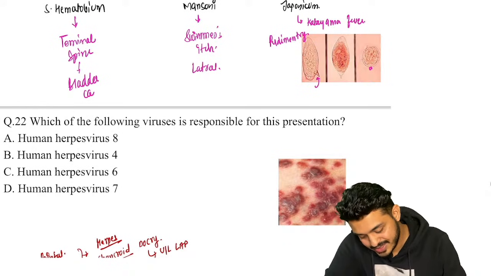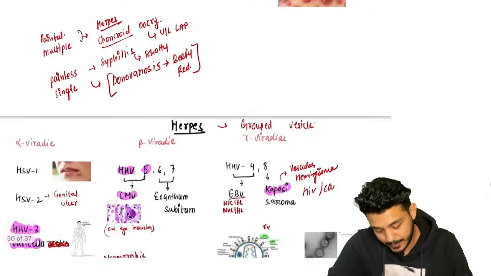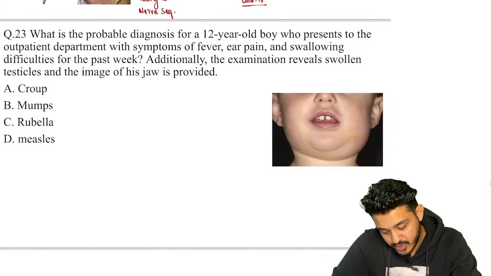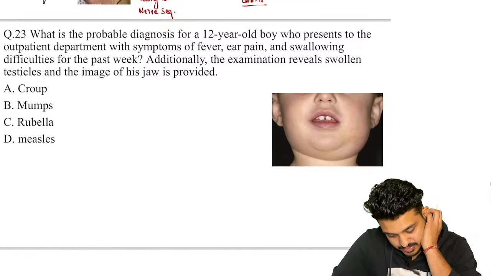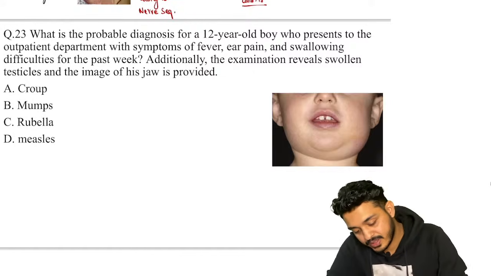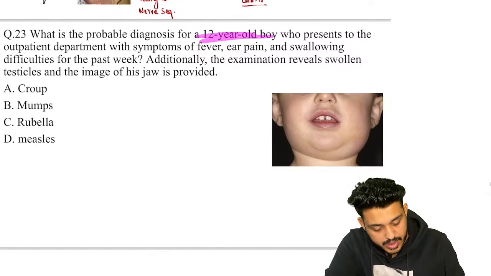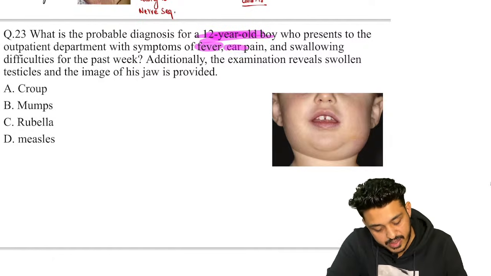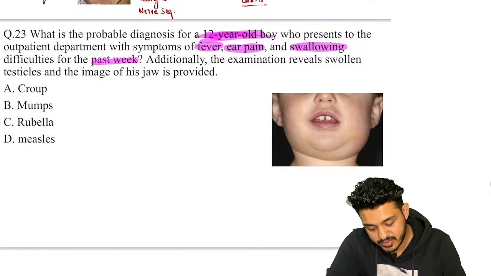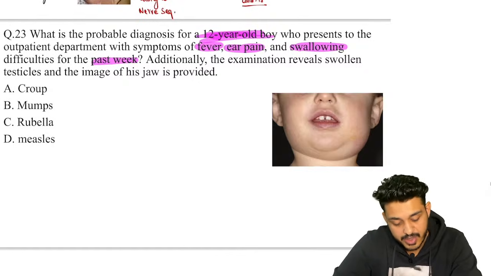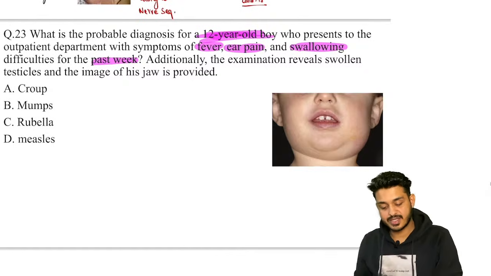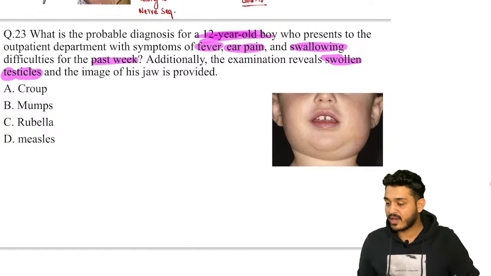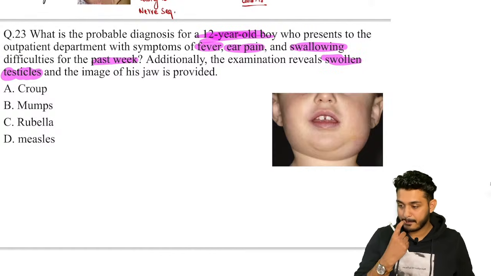Now you know what HHV viruses we are having. The next question we are having is this particular baby which is coming to you. What is the probable diagnosis for a 12-year-old boy? This is a young boy coming to you with the symptoms of fever, ear pain, swallowing problems for the past week, and the examination reveals swollen testicles, and this is the picture we are having. Now try to identify.